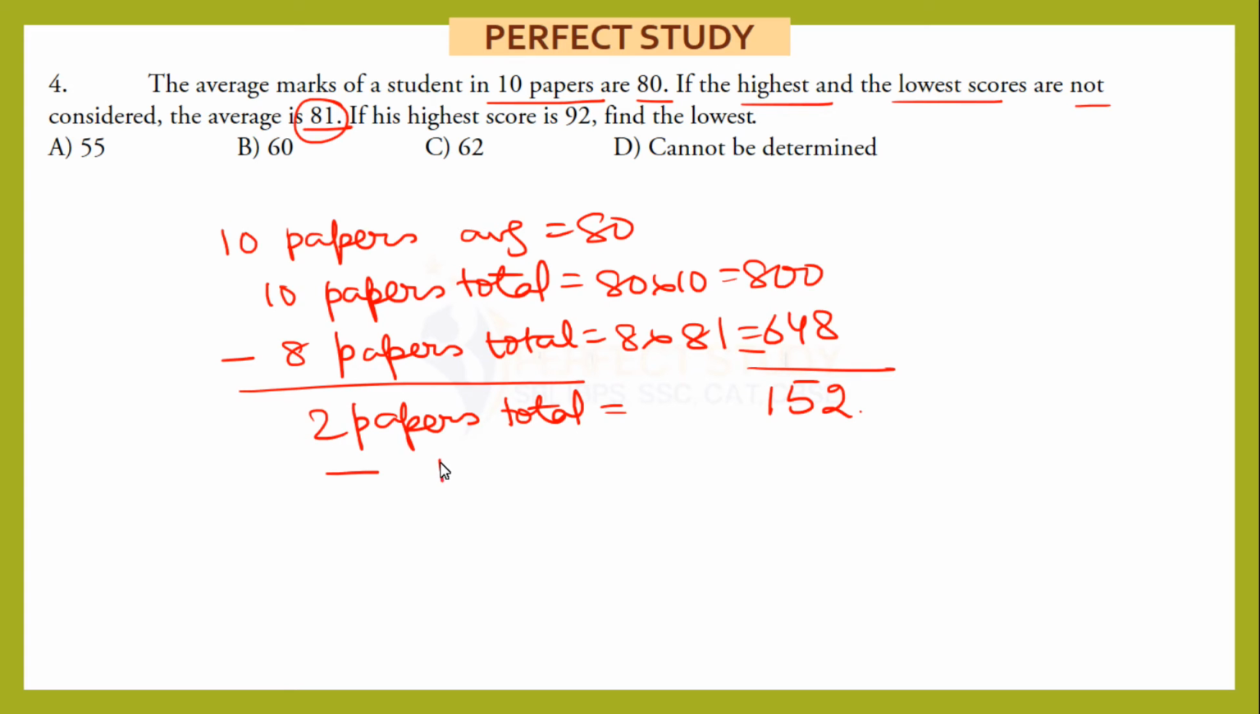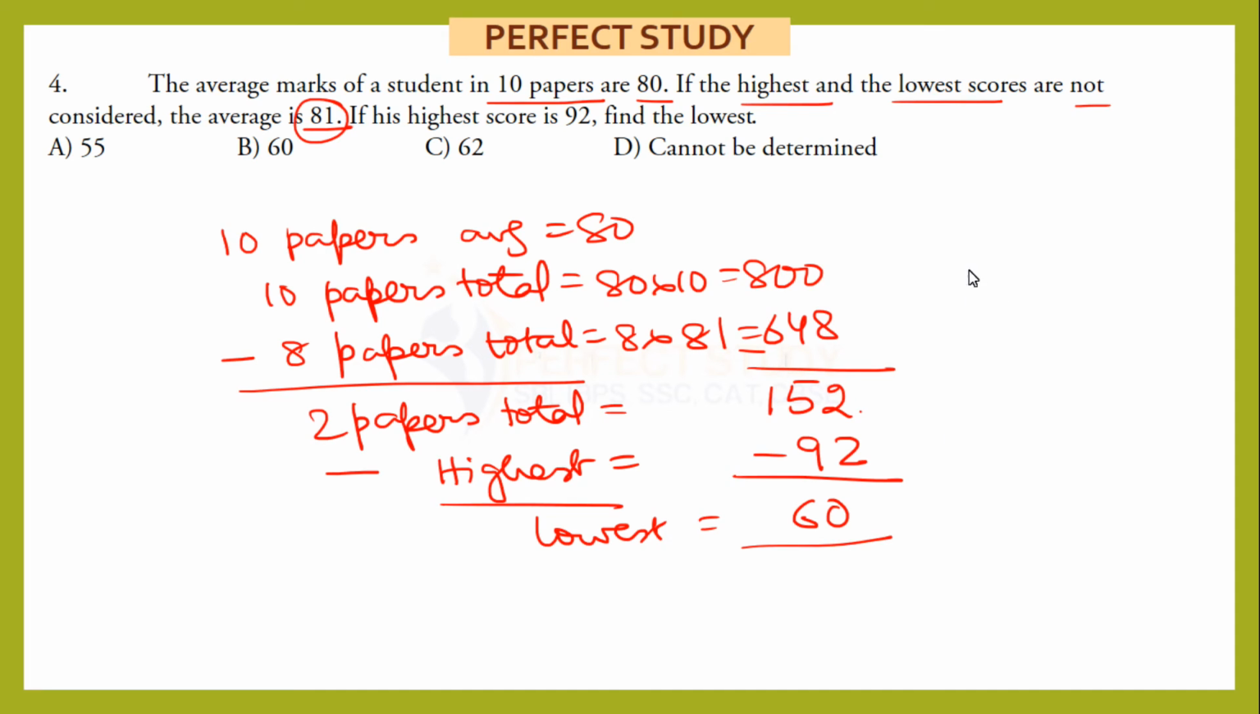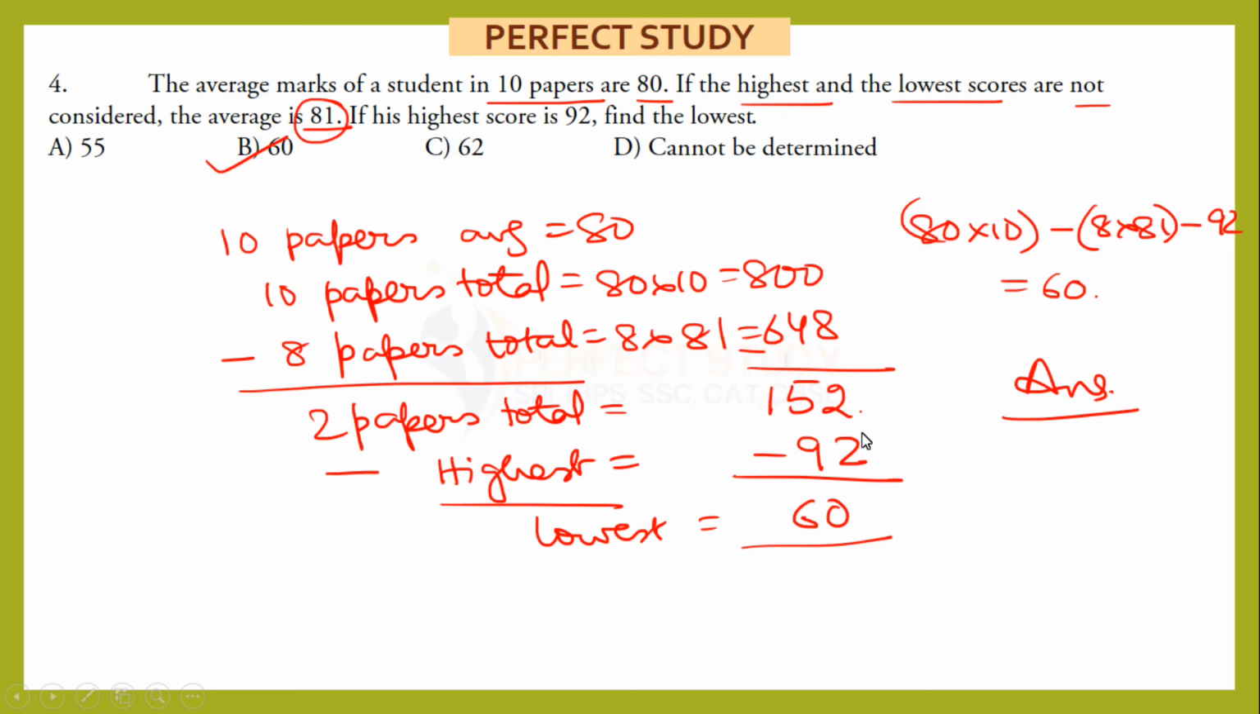From these 2 papers, remove the highest. The highest is equal to 92. If you remove this, what will remain? That is lowest. Okay. Now directly, suppose you want to do it in one liner. 10 papers total 80 into 10 minus 8 papers total 8 into 81 minus highest 92, that will directly give you 60. So that is your answer. Option number B, 60. Okay, so these were the questions of the year 1997, and all were quite good questions which were testing the average concept.